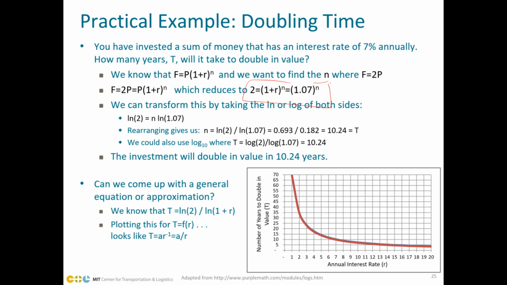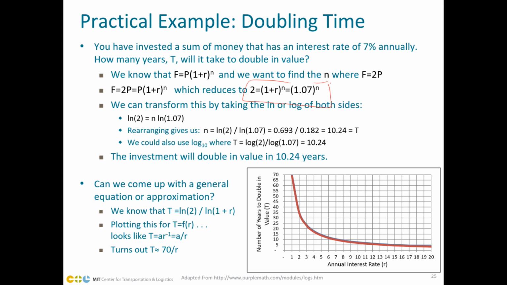If I plot that, where t is a function of r, the x or horizontal axis is the r, that interest rate, and the y or vertical axis is the number of years it takes to double in value. If I plot this for different values of r, look what it does. It just goes out in this nice little form which we've seen before, right? It's a power function where y equals a times x to the b, where b is less than 0. So we want to find this value where t is equal to a times r to the negative 1, or t equals a divided by r.